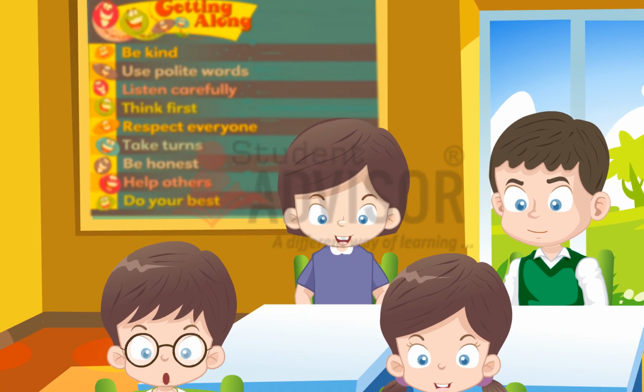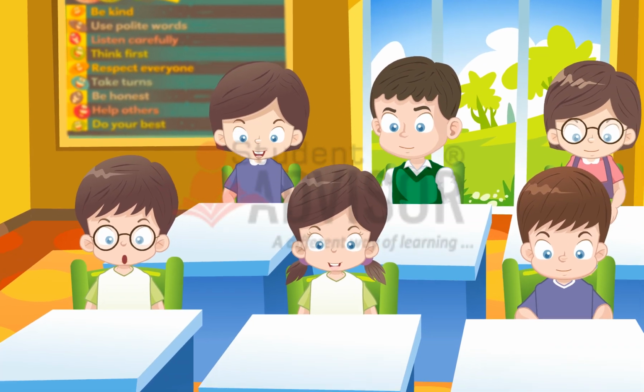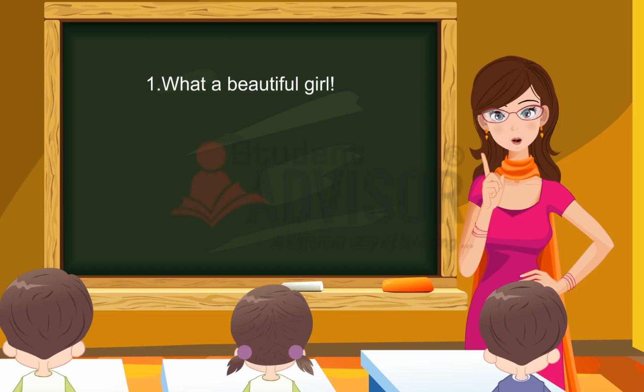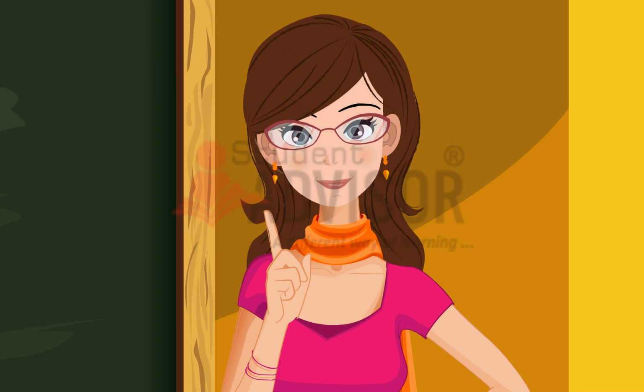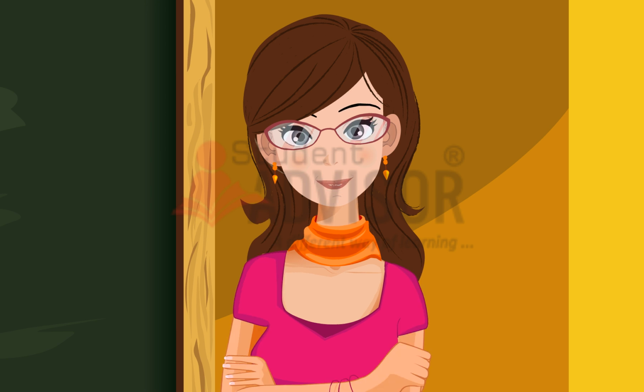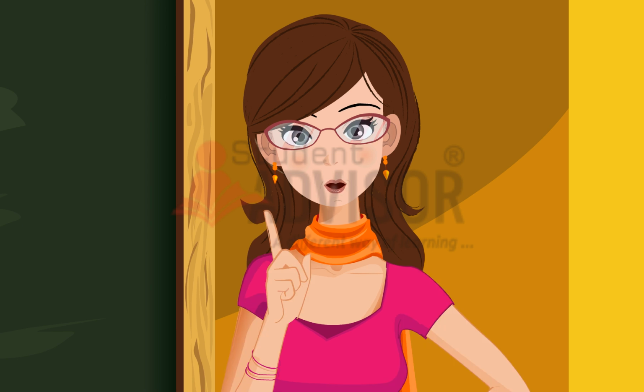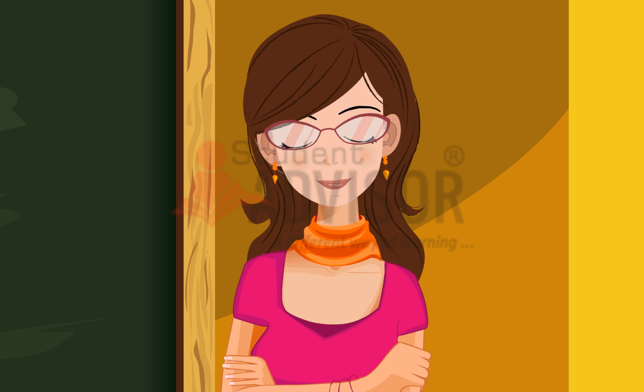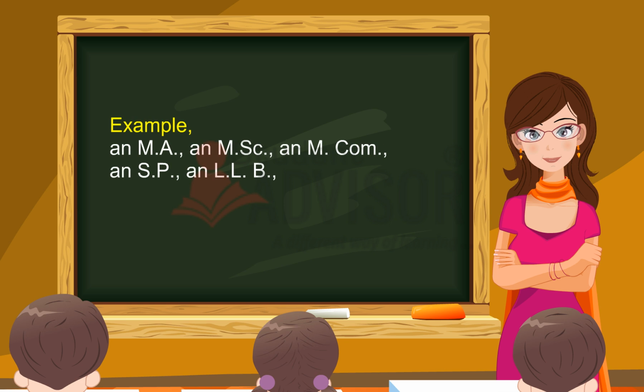Before singular objective words which come in exclamatory sentences: what a beautiful girl! What a pretty dress! Before abbreviated form of degrees and posts. If the word begins with vowel sound, then an is used. If the word begins with consonant sound, then a is used. Example: an ME, an MSc, an MCom, an SP, an LLB.